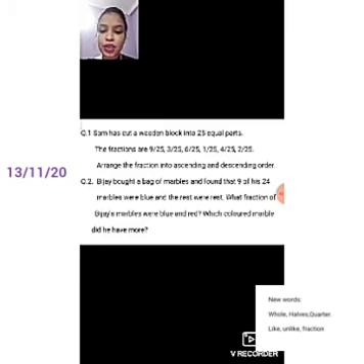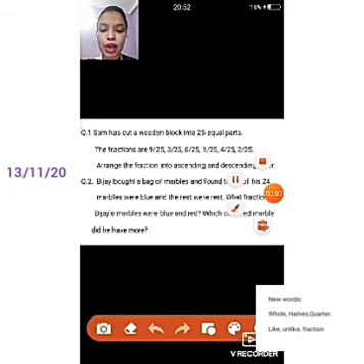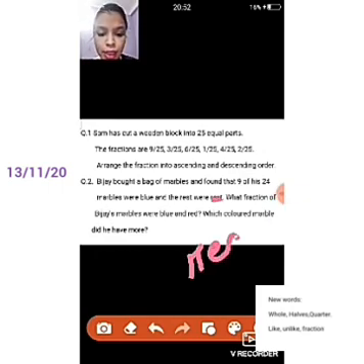Okay, the next question is, Bijay bought a bag of marbles and found that 9 of his 25 marbles were blue and the rest were red. Okay, what fraction of Bijay's marbles were blue and red? Which color marble did he have more? Okay, so you have to find out here the blue and red. And sorry children, I have written here rest. Here it should be red. Okay, the word I have given here is red, not rest. So here you have to find out the blue and red marbles and which color they had more.